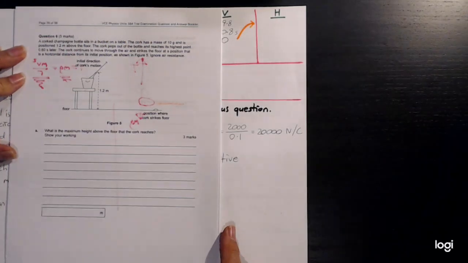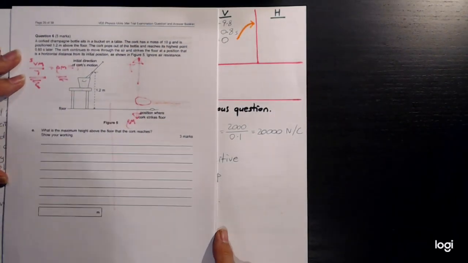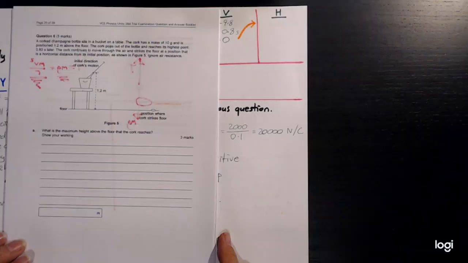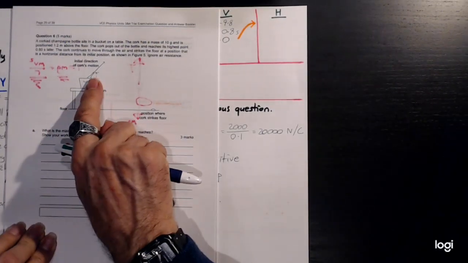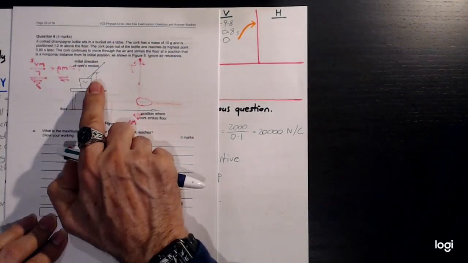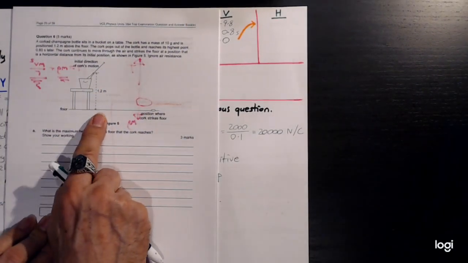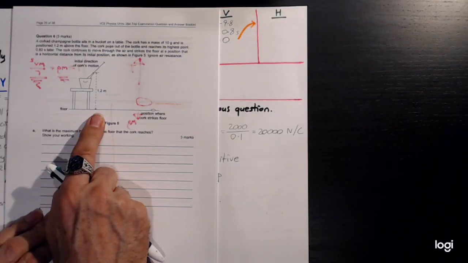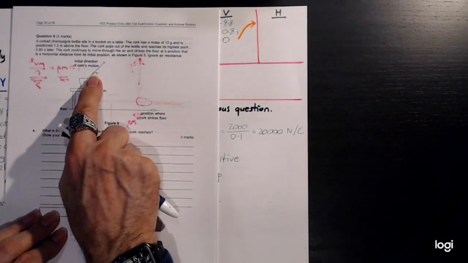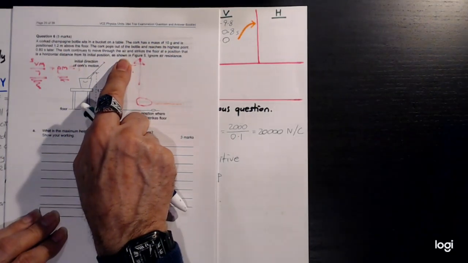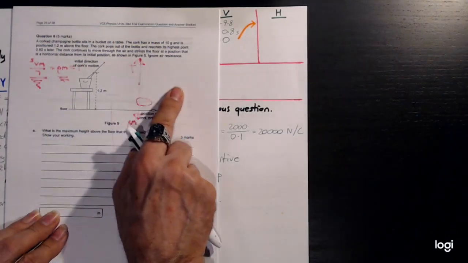Okay, question 6 is another one that a lot of people don't like, projectile motion. It's got a champagne bottle. It's going to blow its cork. The cork weighs 10 grams. It starts 1.2 meters above the ground, and it's going to be popped out of the bottle, and it's going to reach its highest point 0.8 seconds later, and it's then going to hit the floor later on.